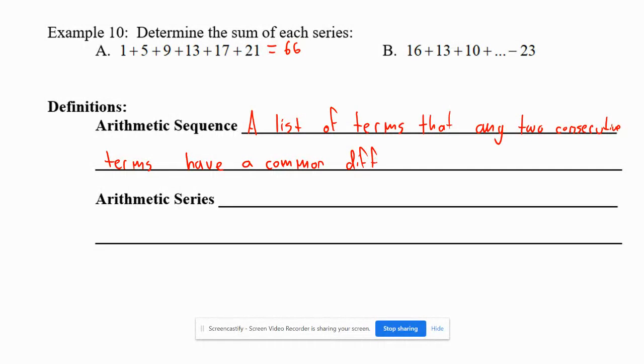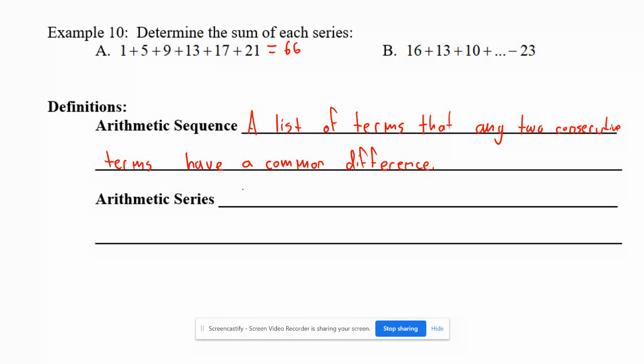Okay, so if you list a bunch of numbers, guys, we talked about this in our last topic, arithmetic sequences. If you subtract any two terms, you're always going to get the same difference between any two terms. So in this case, this is what we call an arithmetic series. Now, an arithmetic series is the same thing as a sequence, except instead of just listing the terms, you're actually adding the terms.